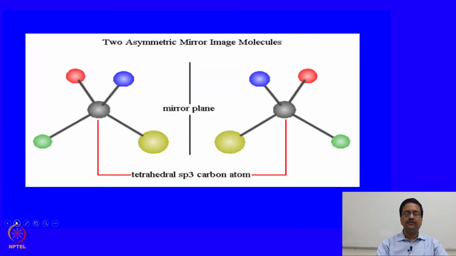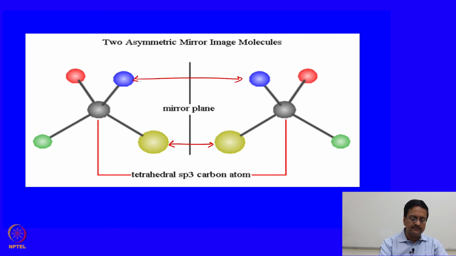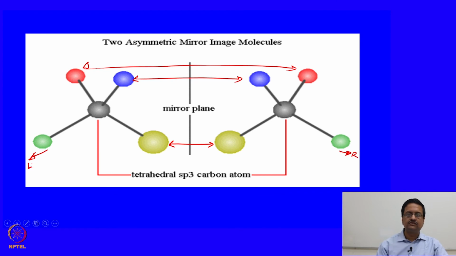Here again I am showing in a pictorial manner how these two molecules are different. Two asymmetric compounds, two mirror images, represent molecules that are related like this, and this green atom is pointed towards the left, whereas the green atom here is pointed towards the right. As a result, these two molecules are different.